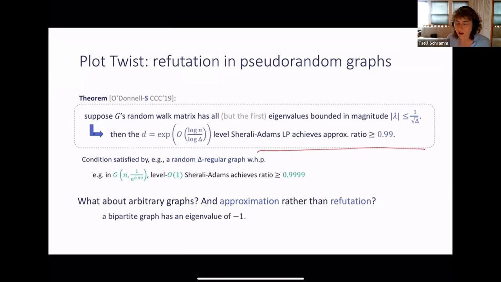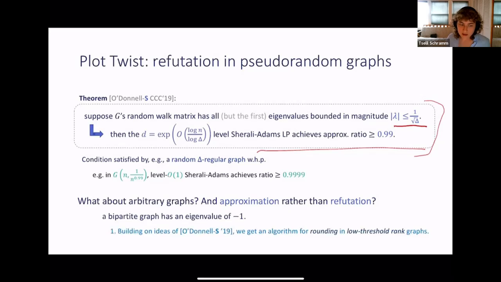I don't have much time to talk about why, but one of the challenges is that in the paper with Ryan, we required that every eigenvalue be bounded in magnitude. So it's not just expansion on one side, but expansion on both sides. But in graphs that have large maximum cuts, there's always an eigenvalue of large magnitude close to -1.